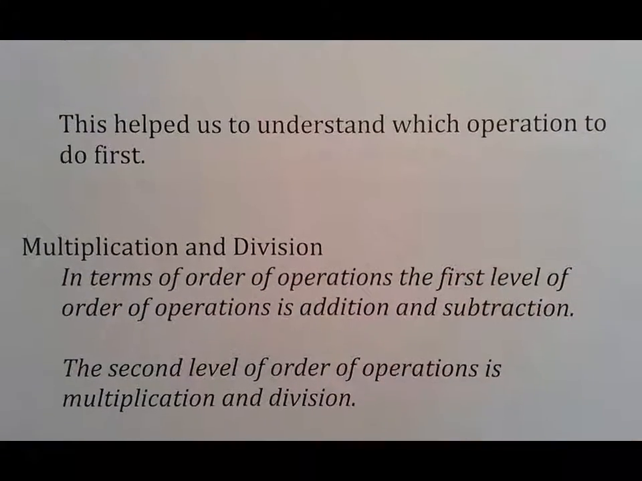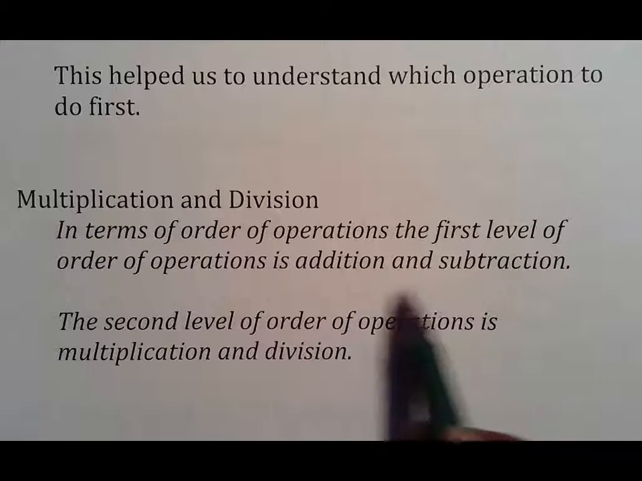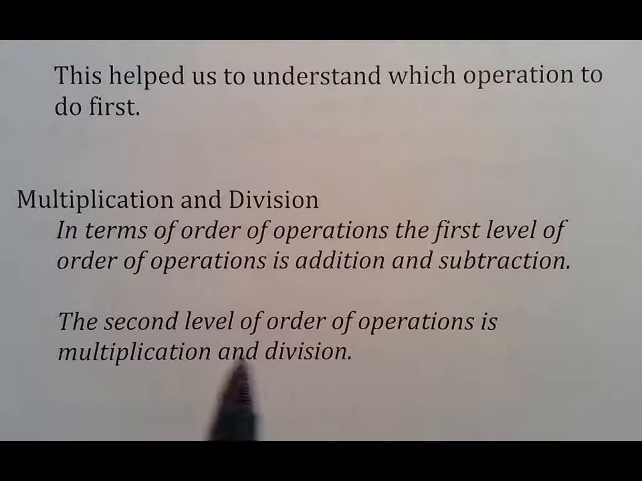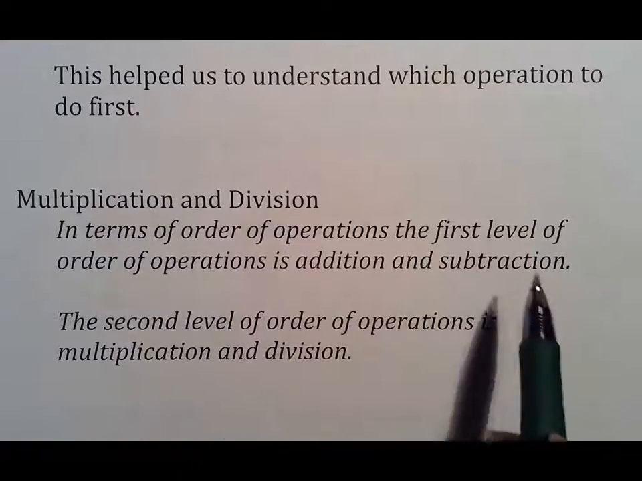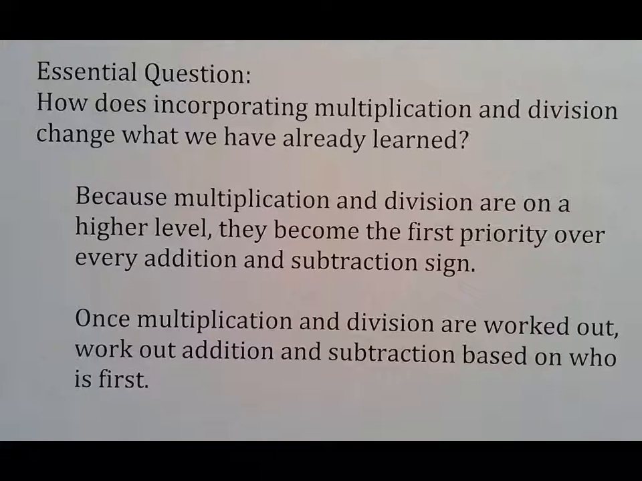But in terms of order of operations, if the first level is addition and subtraction, the second level is multiplication and division. Again, by first level I mean bottom floor, first floor. Second floor is going to be multiplication and division, which means it's more important than addition and subtraction. How does incorporating multiplication and division change what we've already learned? Because they are on a higher level, again, second floor, they become the first priority over addition and subtraction signs.